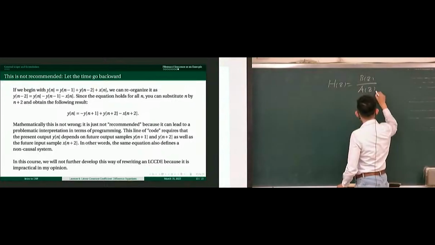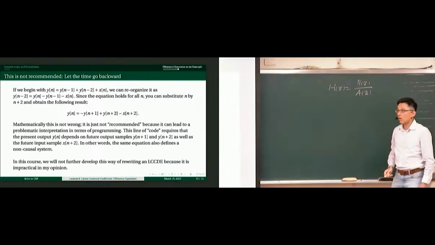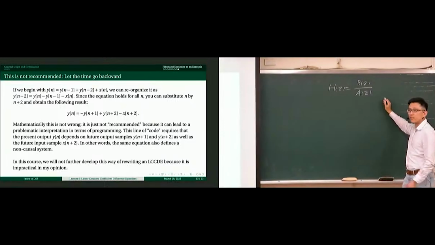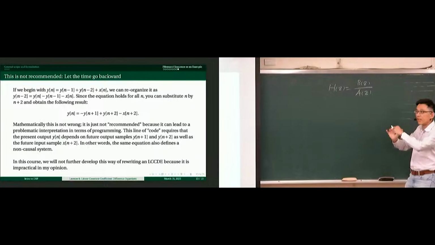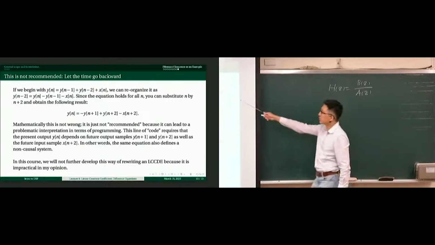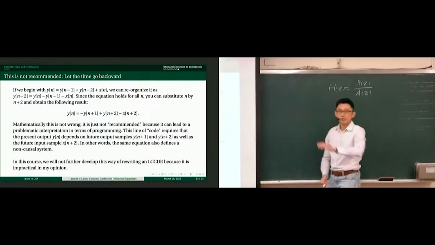It does not tell you whether this system is causal or non-causal. You still need to specify the region of convergence, whether it's inside the circle, outside the circle, or in between two circles, things like that. So all those issues will not be an issue if you don't do this. If you don't allow time to go backward, then there is no such issue.